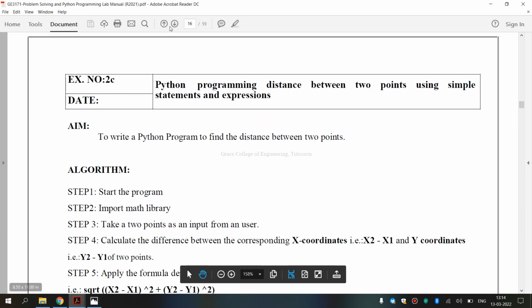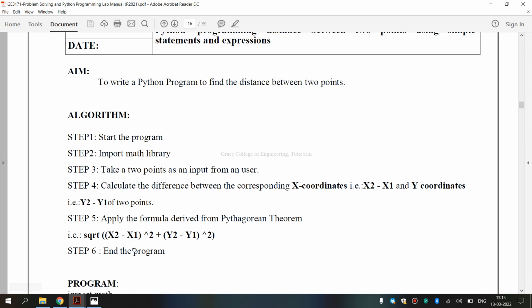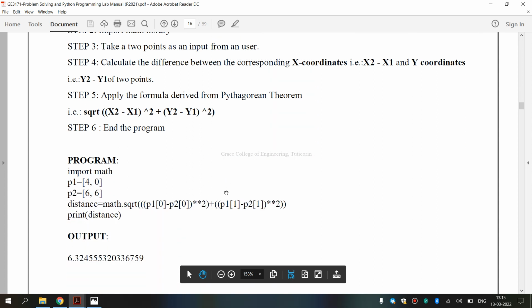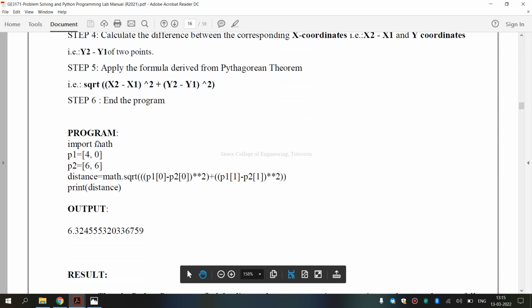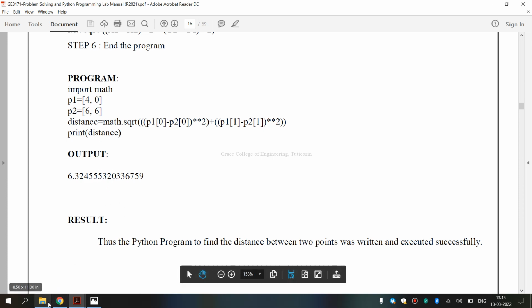So now this is the lab manual for exercise number 2C, Python programming: the distance between 2 points using simple statements and expressions. And this is the algorithm, this is the formula, square root of (x2 minus x1) the whole square plus (y2 minus y1) the whole square. Here we are importing the math module, because to use mathematical functions we need to import math. Now let us execute this program and see how the output comes.